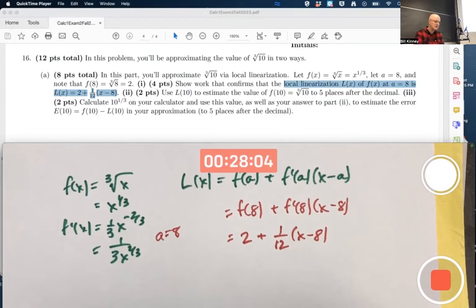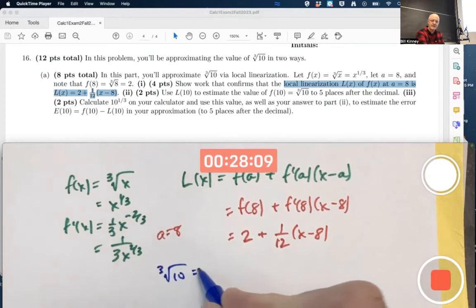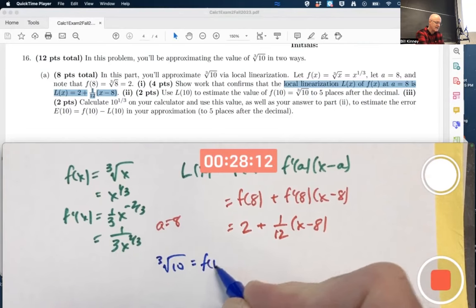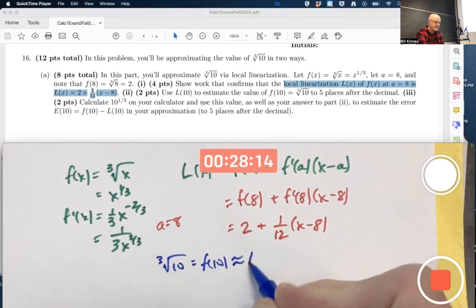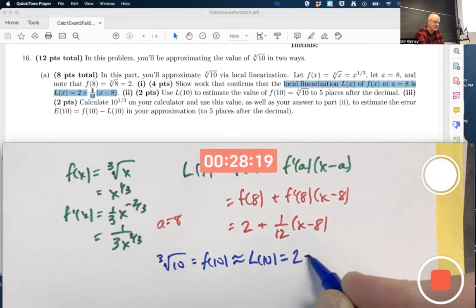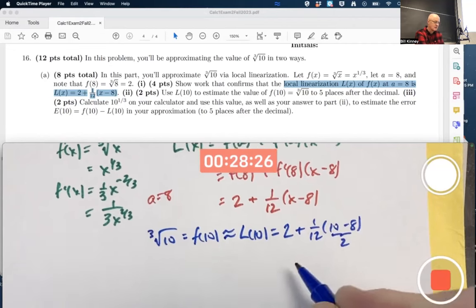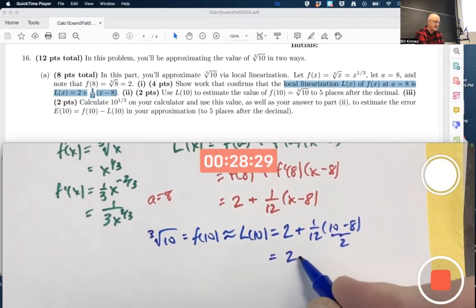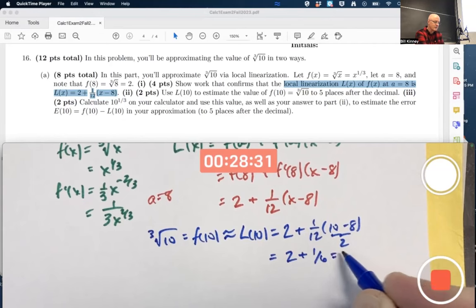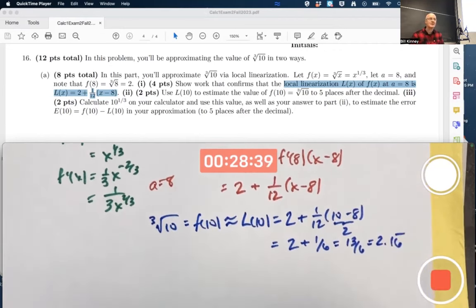Part 2 says use L of 10 to approximate the cube root of 10. The cube root of 10, because of how f is defined, is f of 10. But the idea of linear approximation is this is approximately L of 10. Now just plug 10 into here. 2 plus 1/12 times (10 minus 8). 10 minus 8 is 2. 1/12 times 2 is 1/6. You get 2 1/6, or 13/6, which is 2.16 repeating. That's all you had to do.